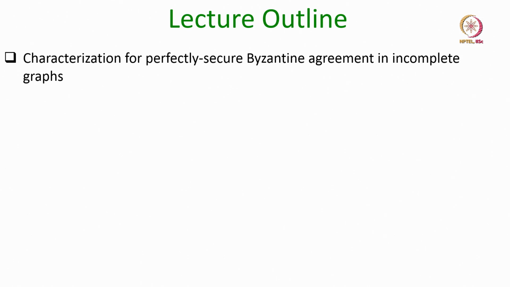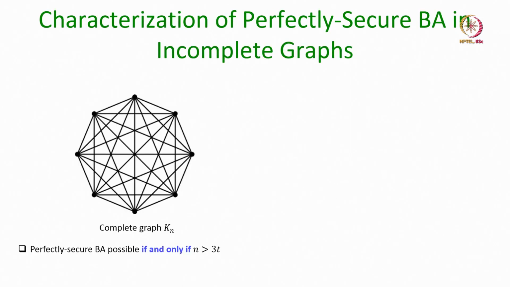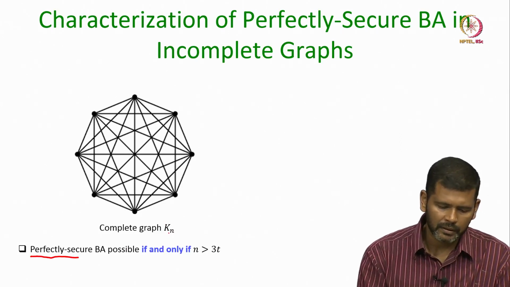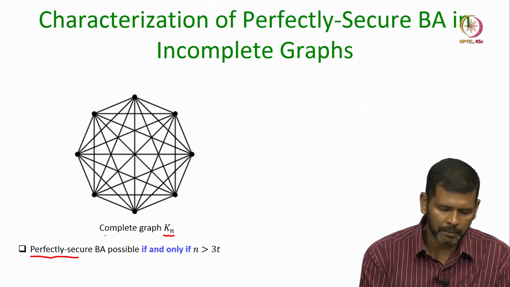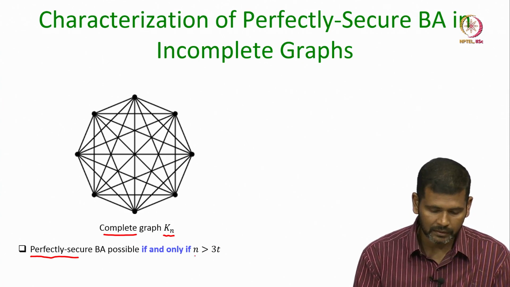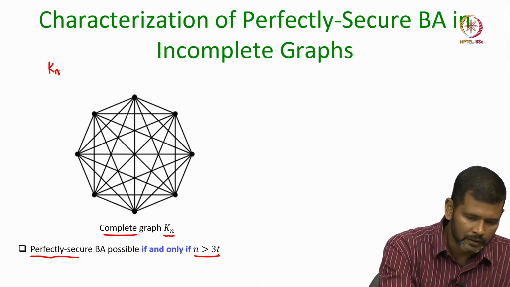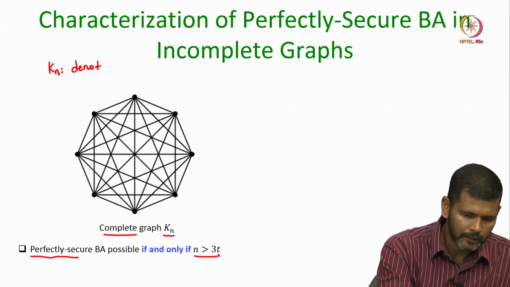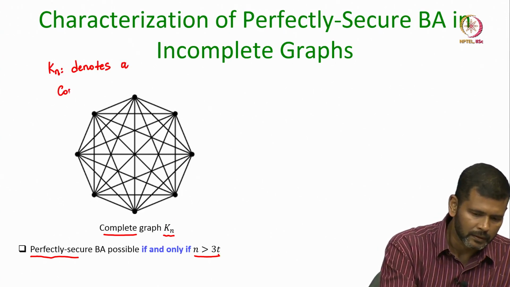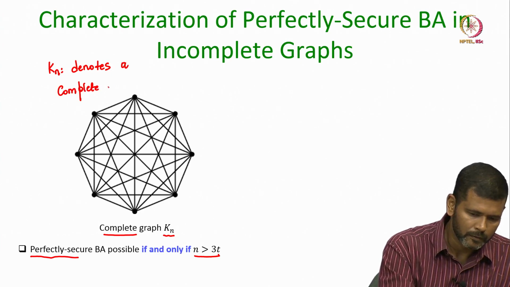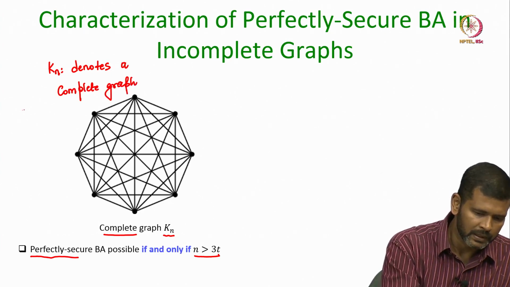So, in this lecture we will discuss the characterization for perfectly secure Byzantine agreement in incomplete graphs. Okay. We had already seen that if we are interested in designing a perfectly secure Byzantine agreement protocol in a network modeled by a complete graph, then the condition n greater than 3t is necessary. Here, the notation K sub n denotes a complete graph with n nodes.